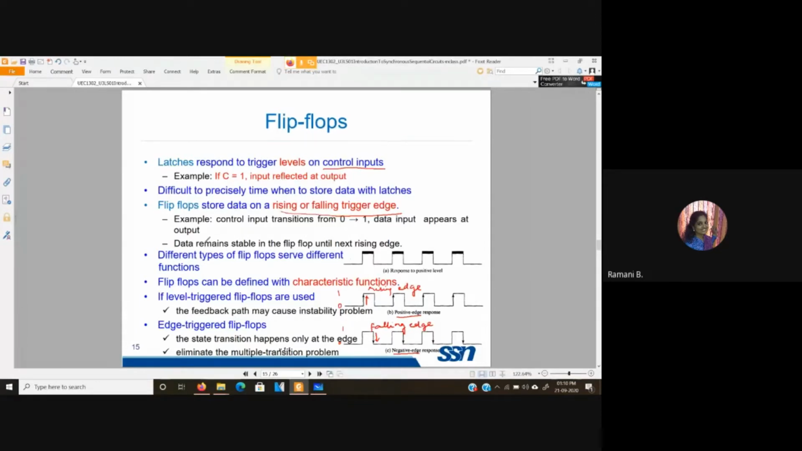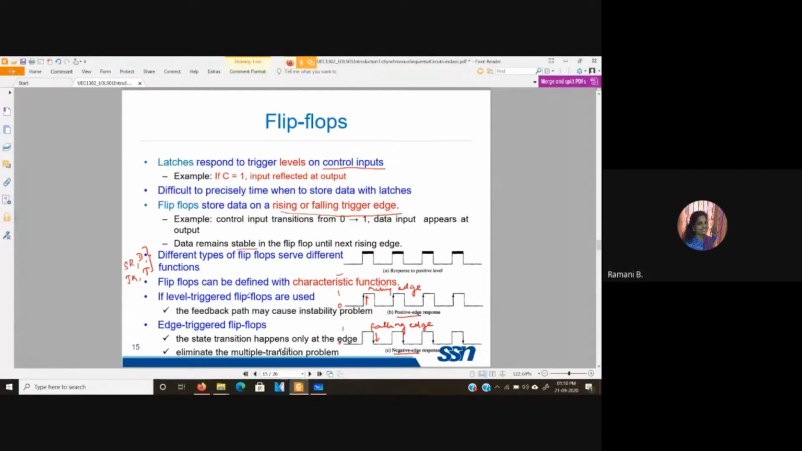So as these flip-flops are edge triggered, the data actually remains stable. The stability is better in case of flip-flops rather than the latches. Okay. So we have different types of flip-flops. Similar to the latch, we will come across SR flip-flop, D flip-flop. Here you will also have JK flip-flop and T flip-flop. So all these four we will be seeing. And these flip-flops are defined with characteristic function. We will see what it actually means.